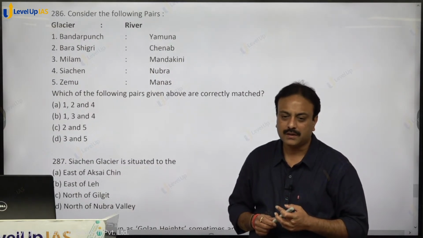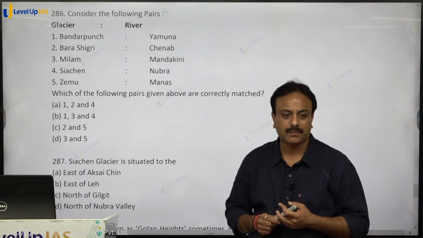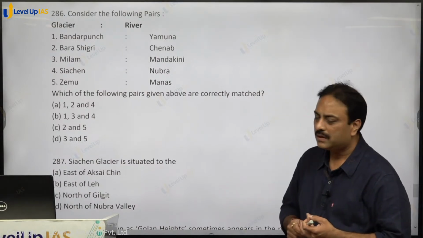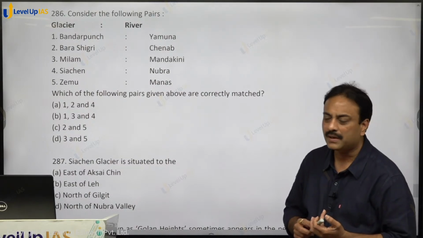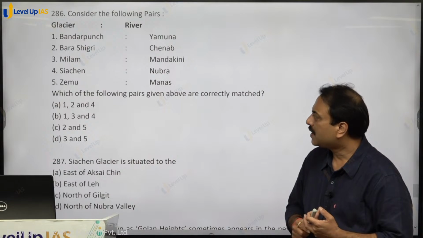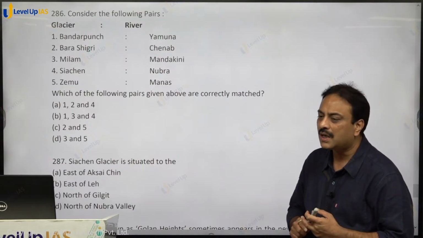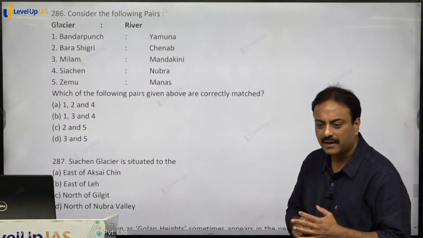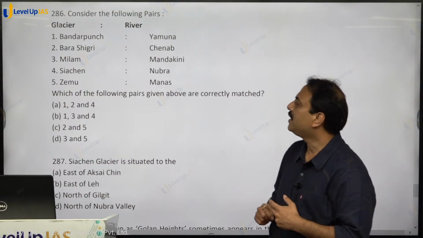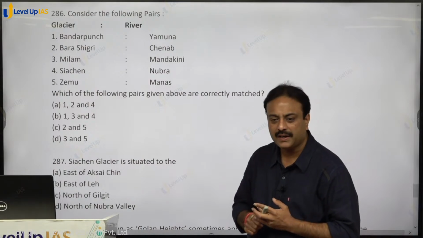One of the rivers originates from that region, from Chandratal, and finally confluences with another river to form Chenab. So Barasigri is close to Chandratal. It is considered as an origin point for Chenab. So it will be the correct one. Clear on that? Then Milam Glacier for Mandakini.